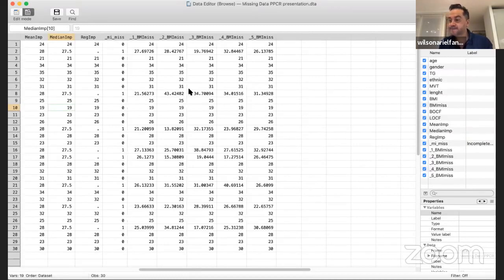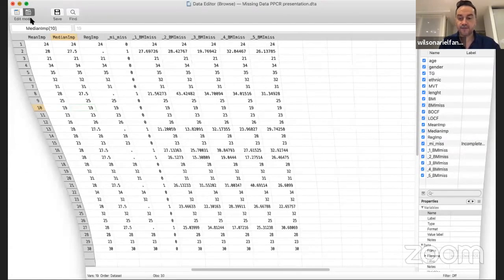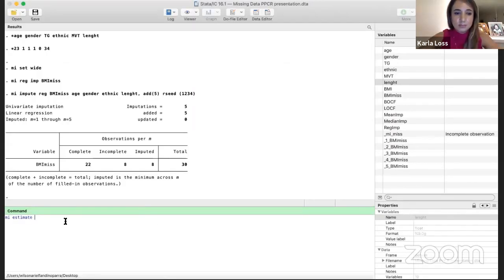And finally, you just need to estimate with the command mi estimate. Hopefully you can see it here. So mi estimate and then colon logistic. I'm just going to do a logistic regression for this.